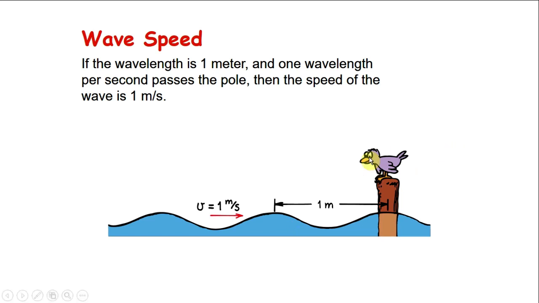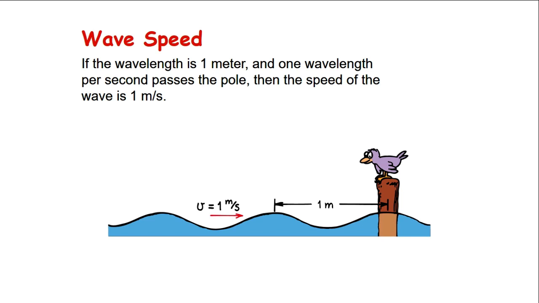So this bird, as you can see, is seeing waves coming to its location. Now these waves are spreading, are moving. If you read here, it says that the wavelength is 1 meter. Okay, we agree. And 1 wavelength per second passes the pole. So this means every second there's 1 complete wave moving.